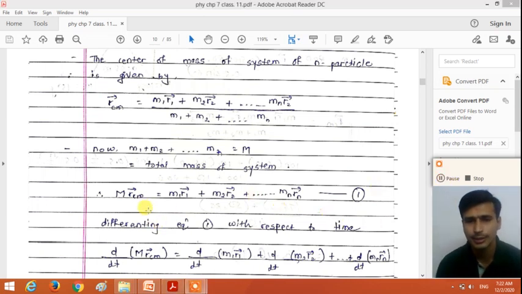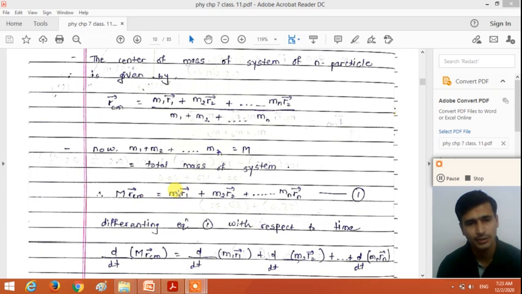So here, differentiating this equation, R_CM is the position of the center of mass, R1 is the position of the first particle, R2 is the position of the second particle, Rn is the position of the nth particle, right? So differentiating this equation with respect to time, we get the velocity of the center of mass.